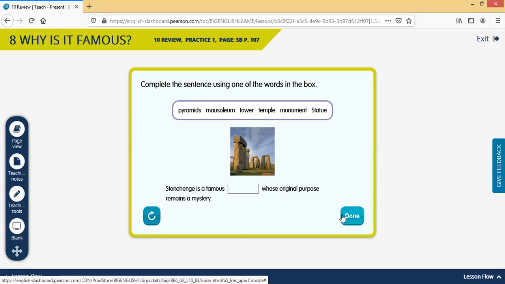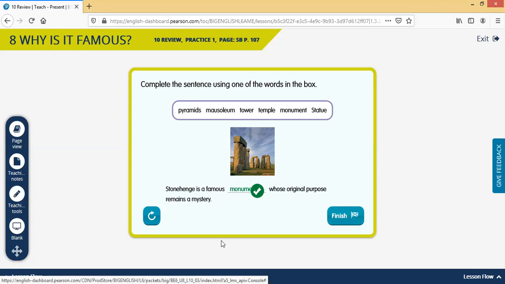In the next image, we got a bunch of stones. The name of this place is Stonehenge. So Stonehenge is a famous blank whose original purpose remains a mystery. So what is Stonehenge? Is that a pyramid, a mausoleum, a tower, a temple, a statue? No, it's just a monument. We don't really know what the purpose of this thing is. So we're just going to call it a monument.